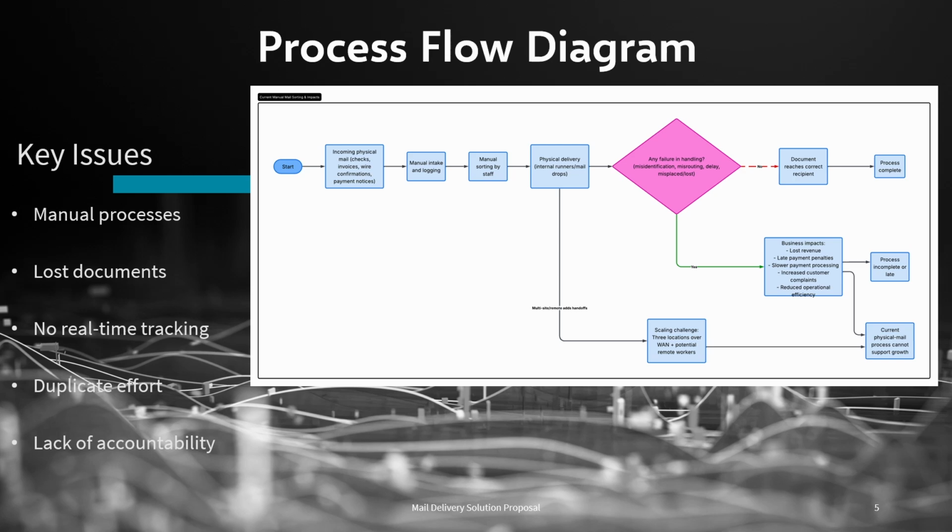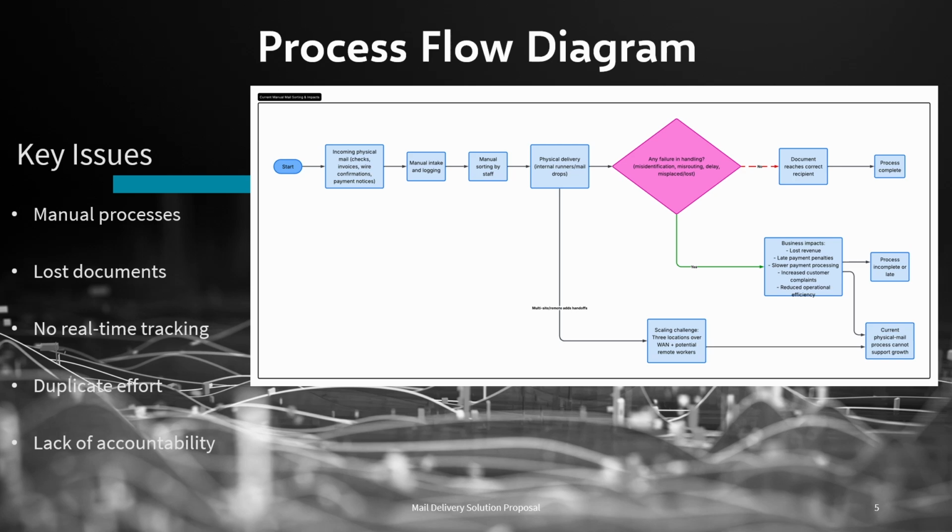This slide illustrates the current state, or as-is, mail delivery process. Mail arrives and is manually sorted by the mailroom personnel. Information is then entered into paper logs or spreadsheets before physical delivery occurs. Delivery confirmation is typically completed using manual signatures or verbal acknowledgement. Records are then stored for future reference.